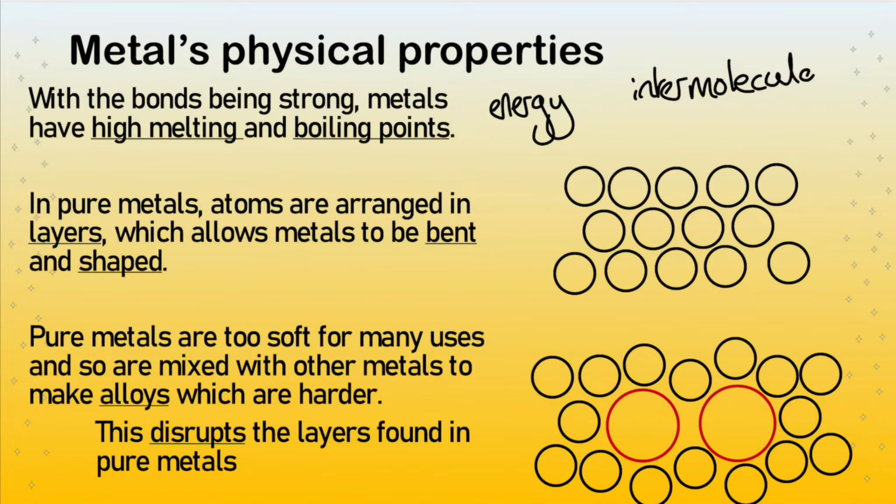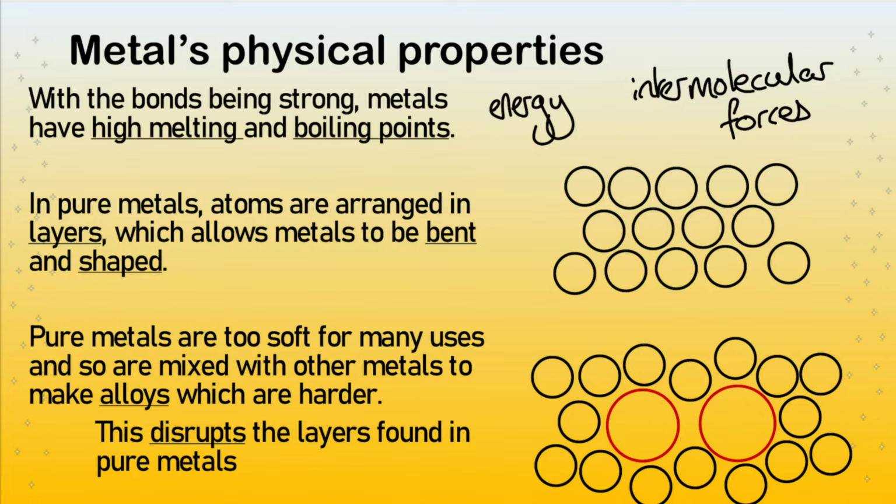And in pure metals, we find that atoms are arranged in layers. We said earlier they have a regular structure. So here we have one layer, two layers, three layers. Now, when you have layers like that, these layers are easily moved past each other. So we could have this layer moving this way, this layer moving that way, and so on.